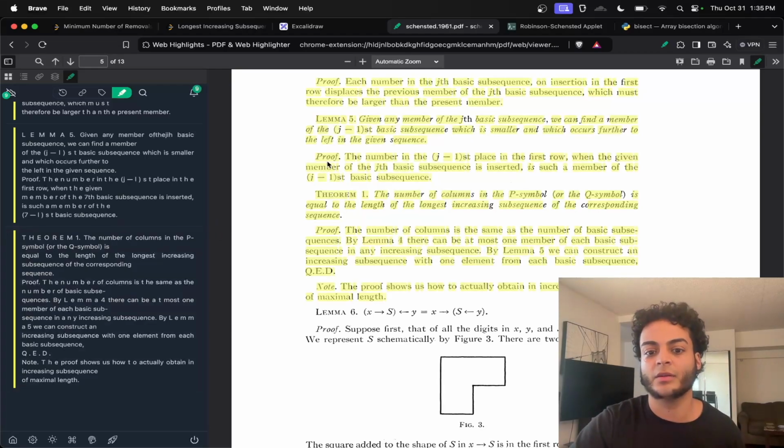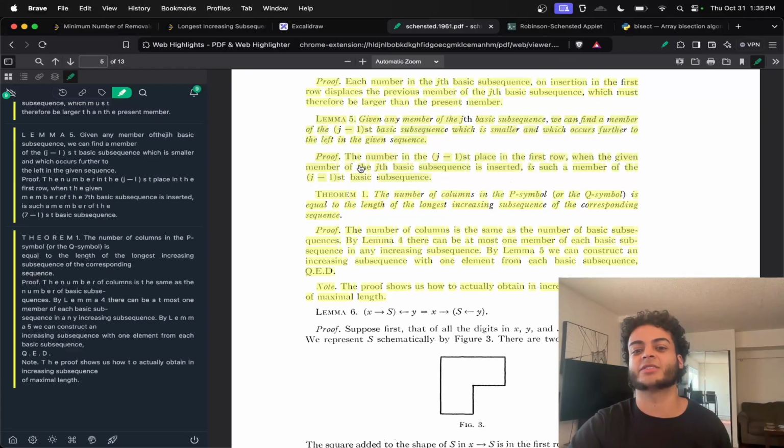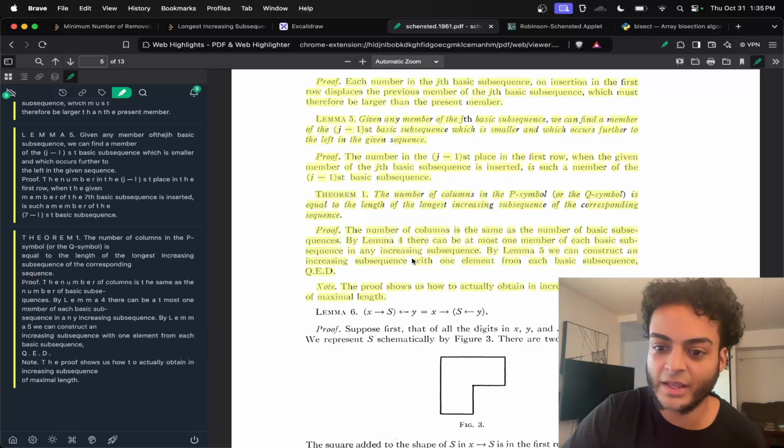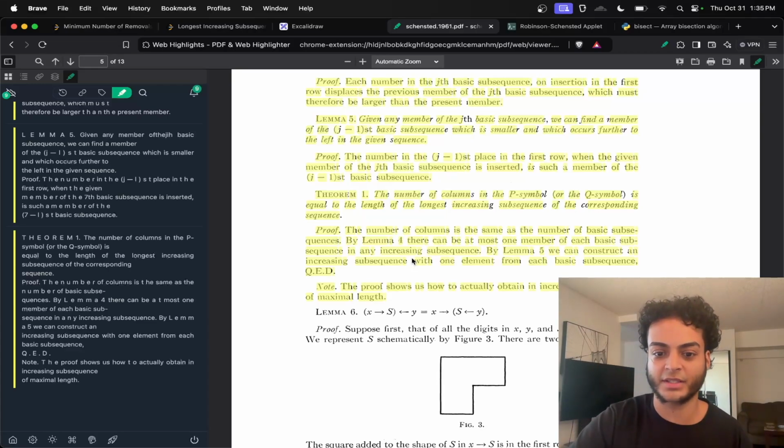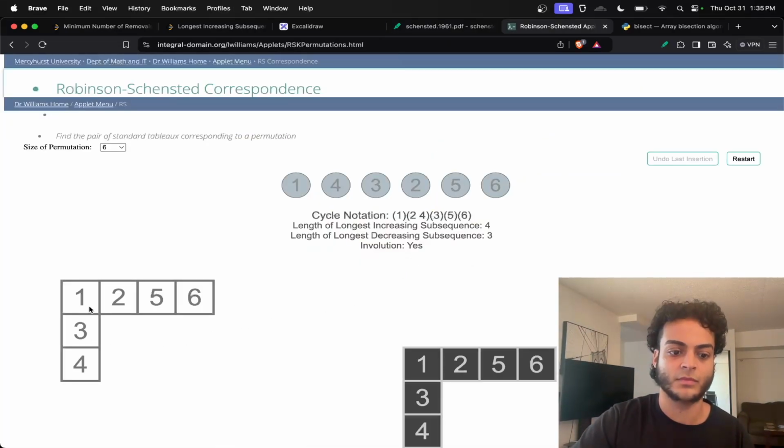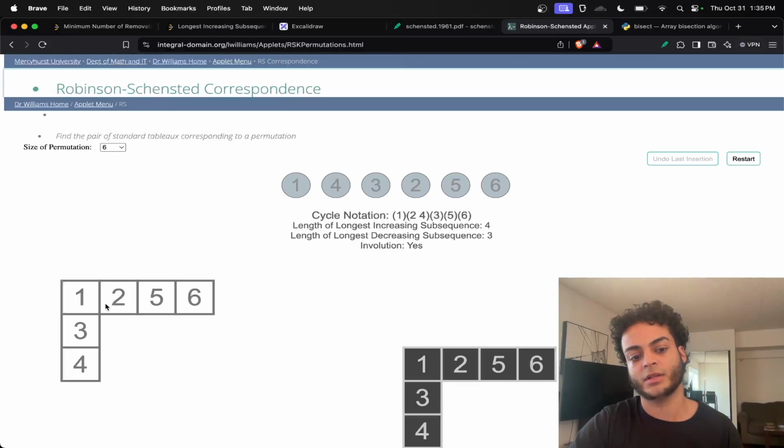So we look at the proof, it's also pretty short. It says the number in the j minus first place in the first row is such a member. It basically just says this is true by definition. And so lastly, we can just compose both of these to get our theorem. We say the number of columns is the same as the number of basic subsequences. Trivially true, right? Number of columns is the same as the number of positions in the first row, because the first row is the largest row.